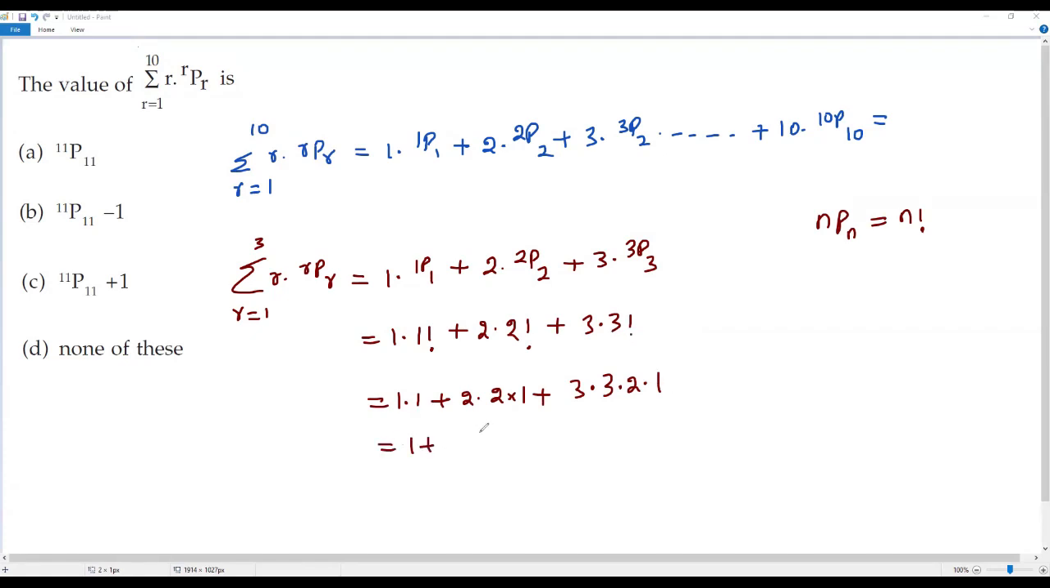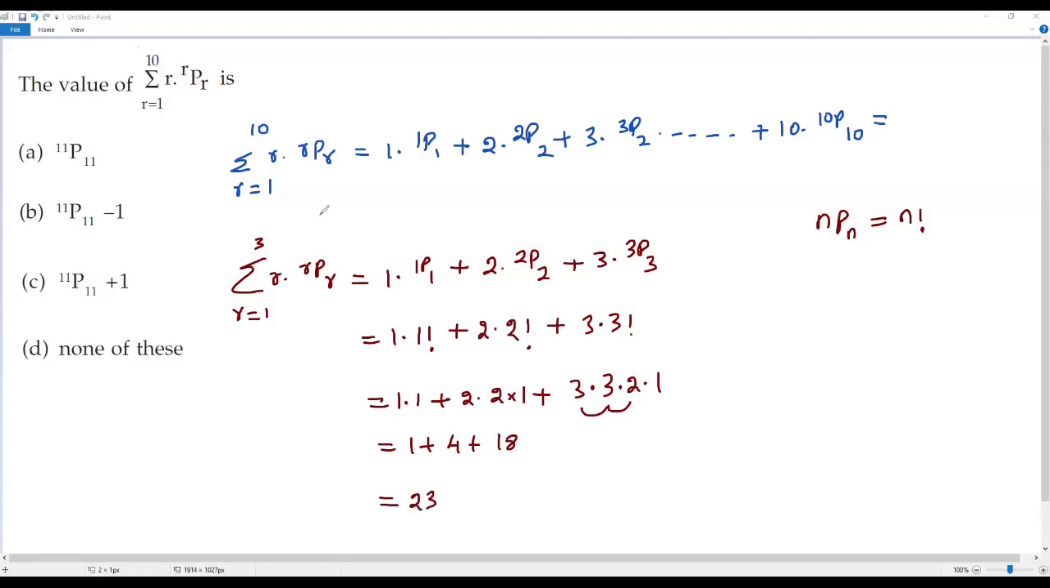1 times 1 is 1, and here 2 times 2 is 4, 4 times 1 is 4, and here 3 times 3 is 9, 9 times 2 is 18, 18 times 1 is 18. Okay, now let's add all these values. 1 plus 4 is 5, 5 plus 18 is 23.